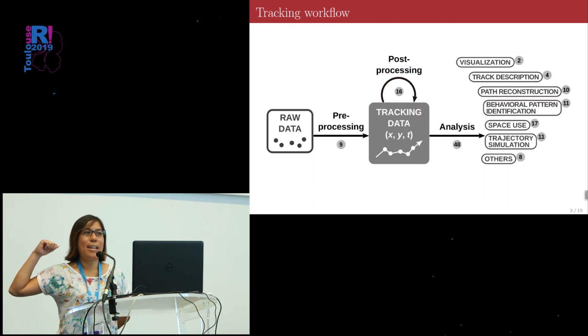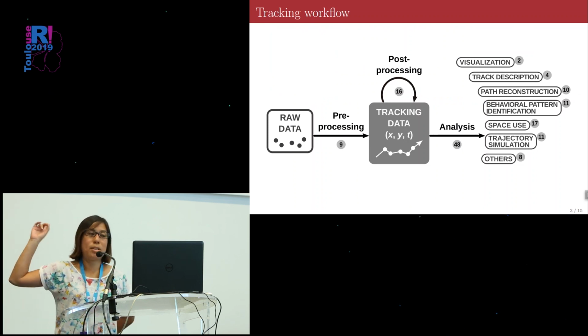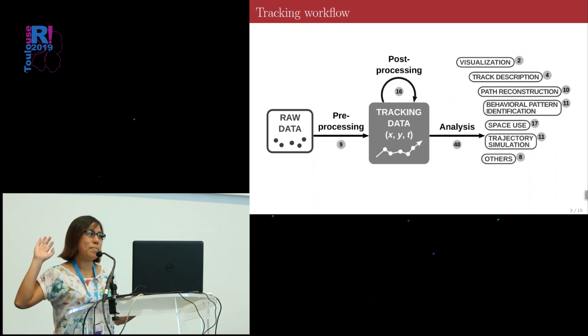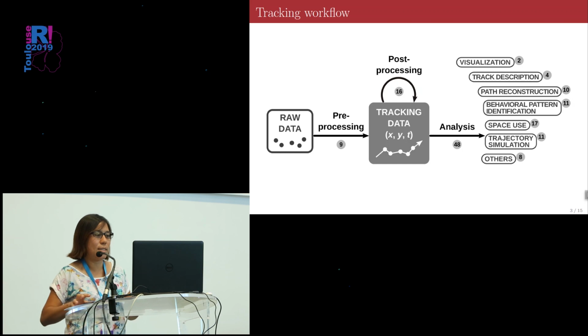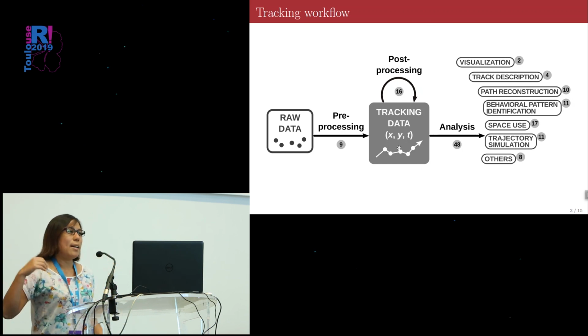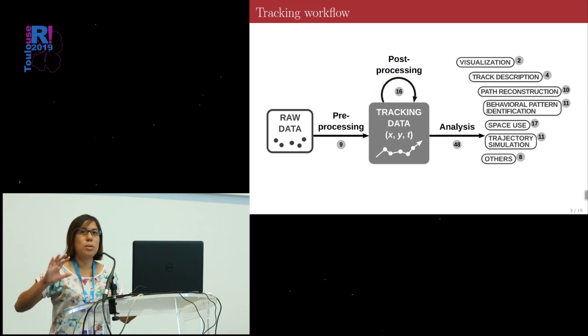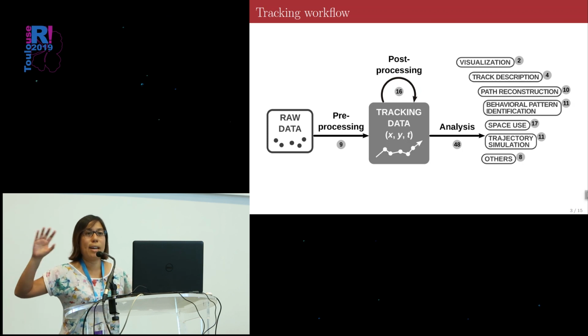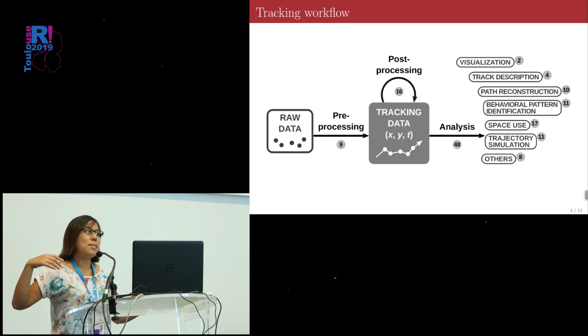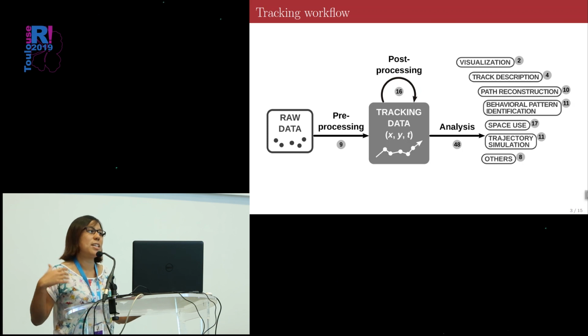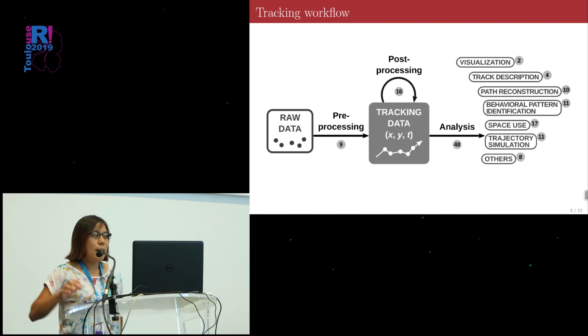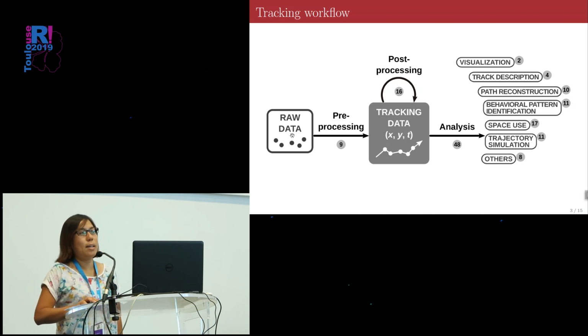This is what I call a tracking workflow, which shows different stages for tracking data, processing, and analysis. So first, tracking data. Tracking data is data that represents movement in two components, so the spatial and the temporal component. And in terms of spatial components, they are generally characterized in 2D, but there are some in 3D. There is what I call raw data that is not necessarily tracking data as I just defined.